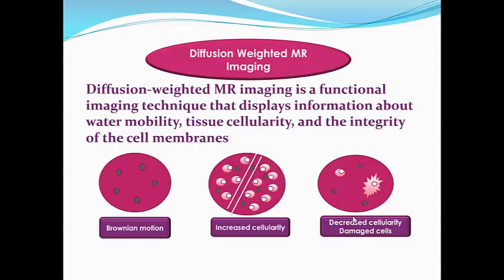Regarding the diffusion weighted MRI, it is a functional imaging technique that displays information about the water mobility, tissue cellularity, and the integrity of the cell membrane. Here, this is increased cellularity, which causes restriction, and this is decreased cellularity that causes facilitated diffusion.